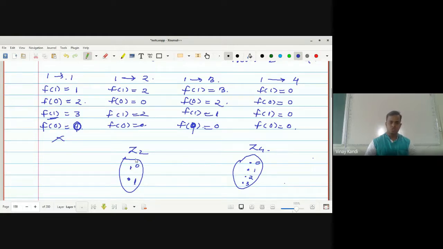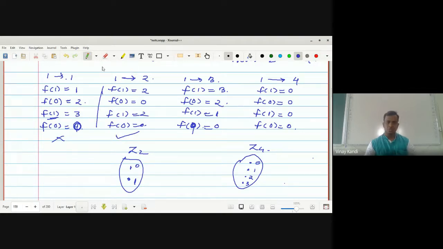1 maps to 2 here. 0 maps to 0. Again, 1 maps to 2, 0 maps to 0. Okay. This f is a homomorphism and this is a function. One-one function? Is it one-one? Yes, it is a one-one function. It is not onto. Is it correct? This f satisfies the condition of homomorphism and is also a function. That's why this is a function.